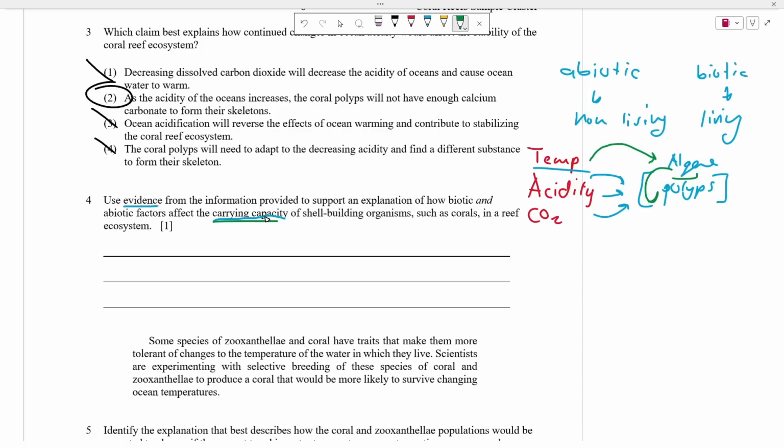You could have also said that as global warming continues, the ocean temperature will continue to rise, and as a result, the coral reefs will experience bleaching, leading to a decrease in the polyp population and a decrease in the carrying capacity of the coral. Right? Remember, the polyps live on the coral, so anything that decreases the number of corals will impact the carrying capacity of the polyps. Okay?